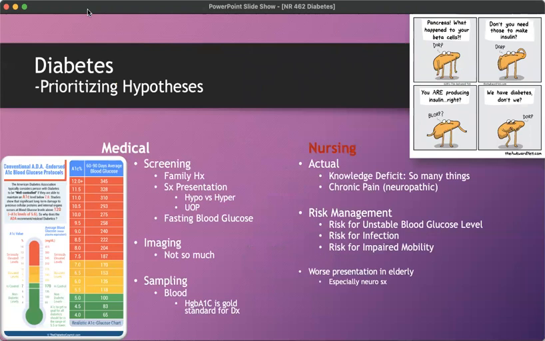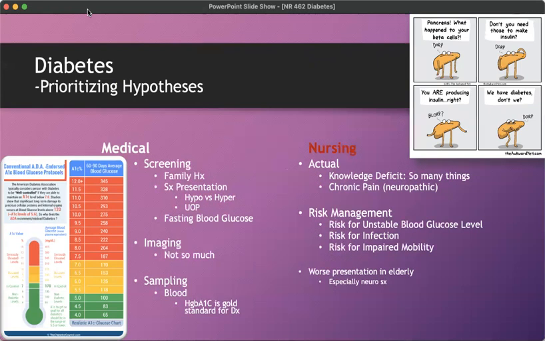So prioritizing hypotheses. On the medical side, to achieve diagnosis, we do a few different types of testing and data gathering. For screening, family history is really important because we do see genetic links between diabetic patients, and also symptom presentation, because there's a strong correlation between patients showing up either hypoglycemic or hyperglycemic. Nobody ever comes to a doctor thinking, oh, I'm diabetic, I have no symptoms. Usually the reason they're seeing a doctor is because they're either hypo or hyperglycemic and they have symptoms of those dysfunctions.